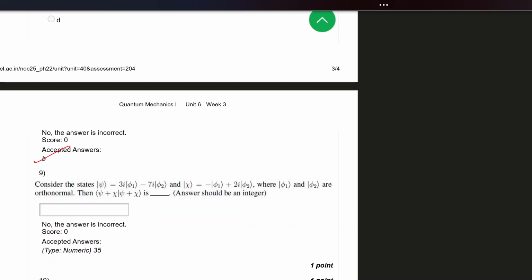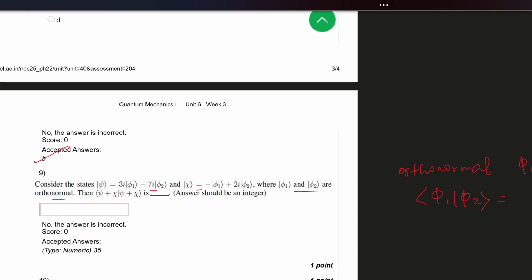Now question number 9. Consider the states psi equal to this thing and chi equal to another thing, where phi1 and phi2 are orthonormal vectors. That means they are orthogonal to each other and they are normalized within themselves. So orthonormal definition is also very important in quantum mechanics.